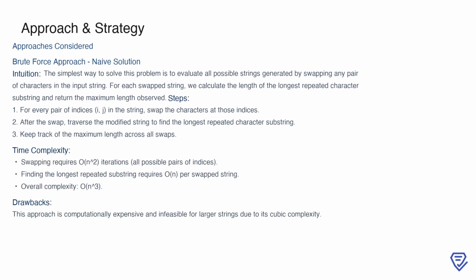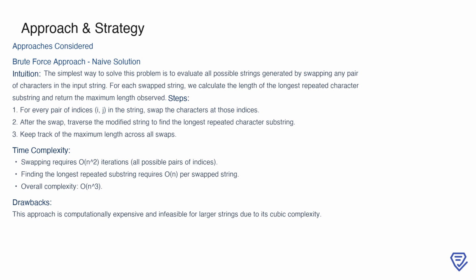To start, let's consider a naive, brute force approach to solve this problem. The idea here is straightforward. We evaluate all possible strings generated by swapping any two characters in the input. For each swapped string, we calculate the length of its longest repeated character substring and track the maximum length among all possible swaps. This involves iterating through every pair of indices in the string, swapping the characters, and then traversing the modified string to find the repeated character substring.